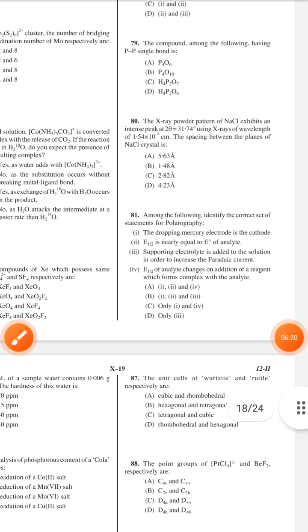Next, question 80. The X-ray powder pattern of NaCl exhibits an intense peak at 2 theta 31.74 degrees using X-rays of wavelength 1.54 into 10 to the power minus 8 centimeter. The spacing between the planes of the NaCl crystal is. It is a question from solid state chemistry. Here the correct option is option C.